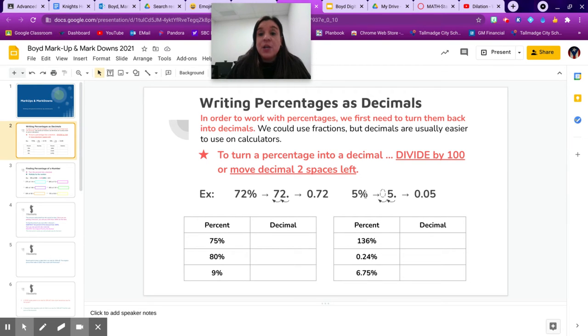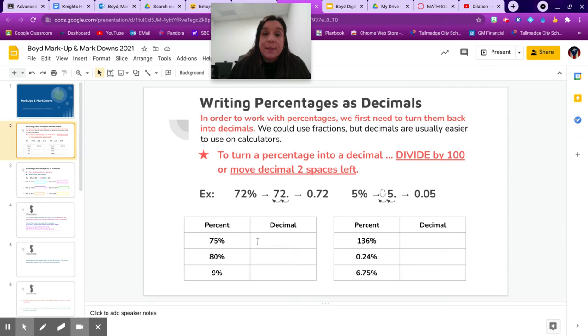If it's a 5% change, then we know that we can take 5 and divide it by 100 on our calculators. Or again, the decimal point is at the end of the 5. Move it 2 spots to the left. Since there's no number there, we're going to fill it in with a 0. So 5% is 0.05. So the first thing we want you to do is just go ahead and practice turning these percents into decimals.